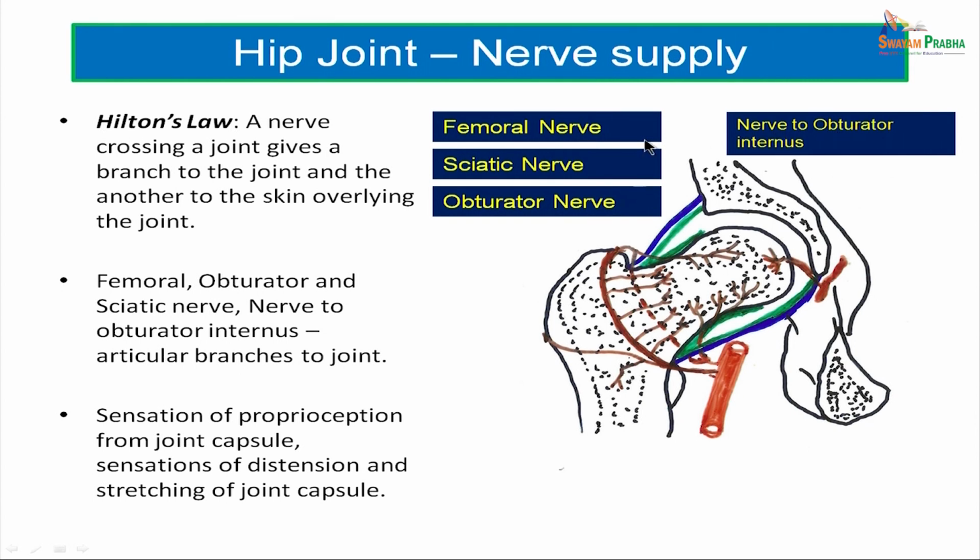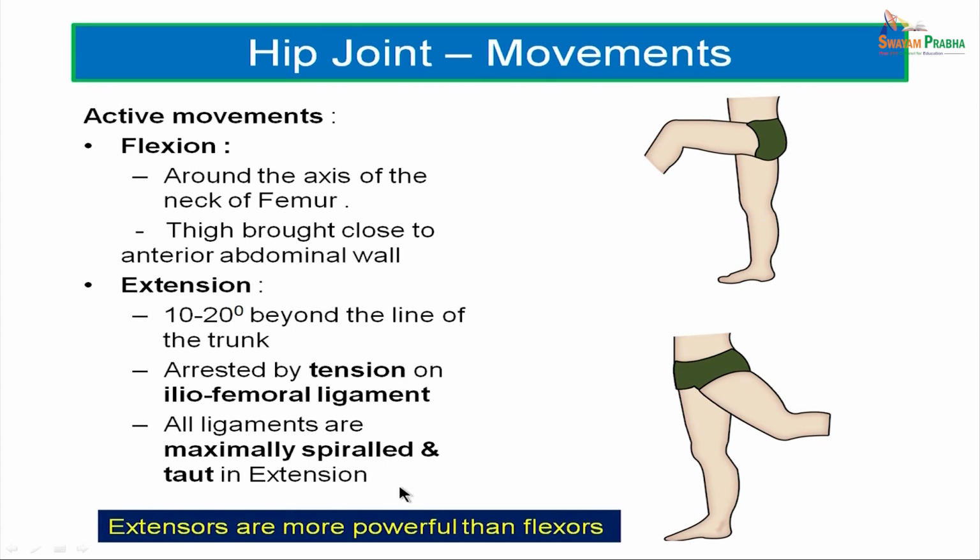All of them give articular branches which supply the capsule of the hip joint, which carry sensations of proprioception from the joint capsule and sensations of distension and stretching of the joint capsule. So, that is about the nerve supply of the hip joint. We now come to the important movements of the hip joint.